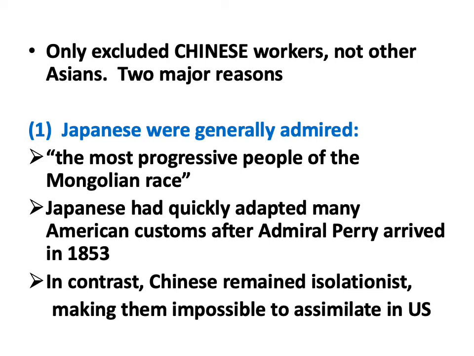Now, in marked contrast, the Chinese remained isolationist. They did not want to adopt Western clothes, food, mannerisms. And so it was felt in the United States that the Japanese immigrants who came over could be assimilated. They wanted to be, quote, American. They wanted to learn the American culture and about the American political institutions, but the Chinese, the feeling was, were impossible to assimilate in the US. So that's one of the two major reasons: in contrast, the Chinese simply could not be assimilated.